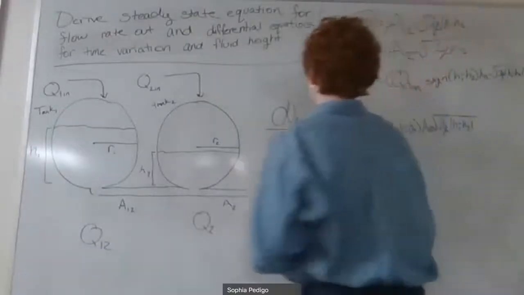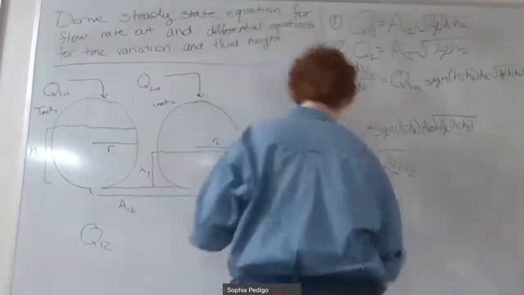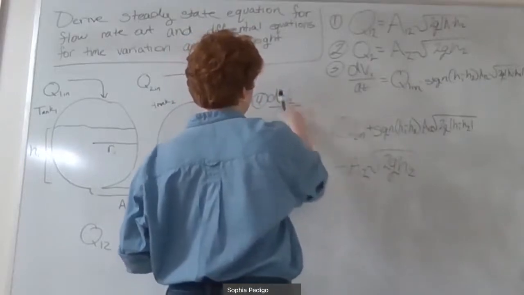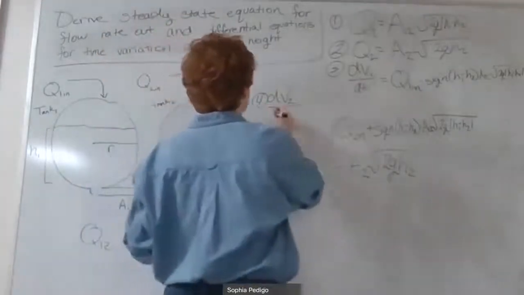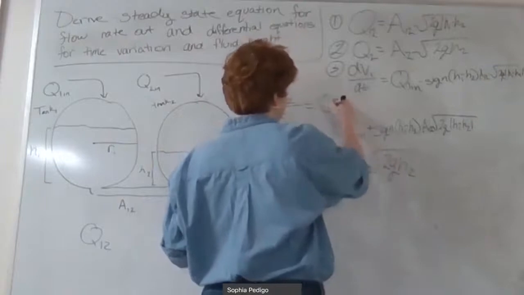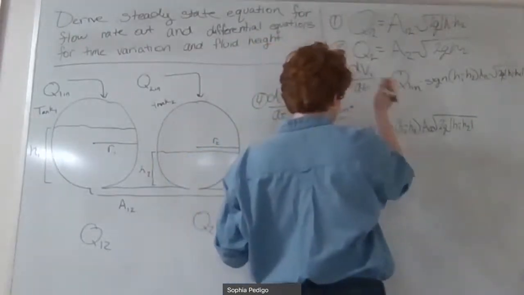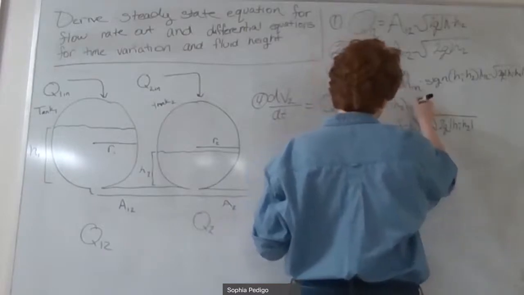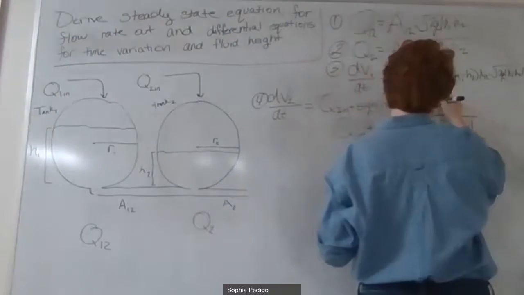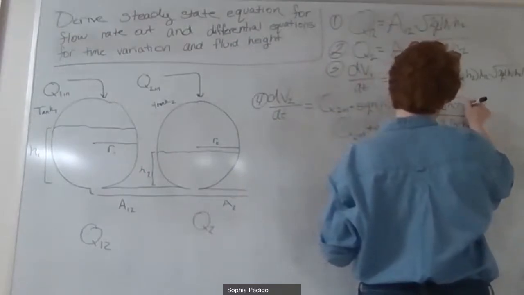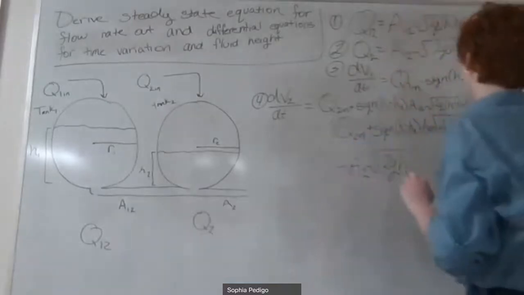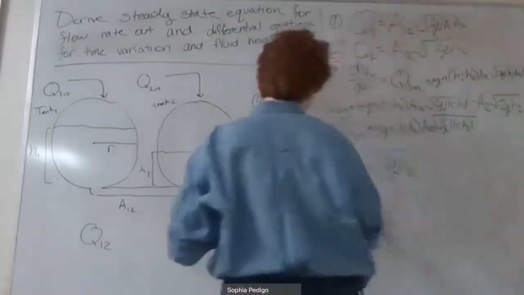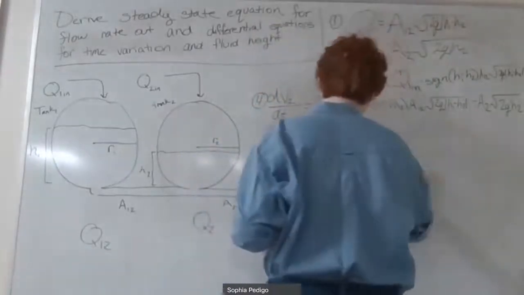So I'm going to write this down again. I'm going to shift things because I'm running out of room here. But we're almost done. So this is the differential change in volume with respect to time for the second tank. That's going to be equal to Q2N plus, we still need to adjust the sign for the flow rate from 1 to 2, sign of H1 minus H2 multiplied by the area of 1,2 multiplied by the square root of 2G H1 minus H2. And then minus the area 2 square root of 2G H2. Okay, that's a lot, but we're getting close to finishing.